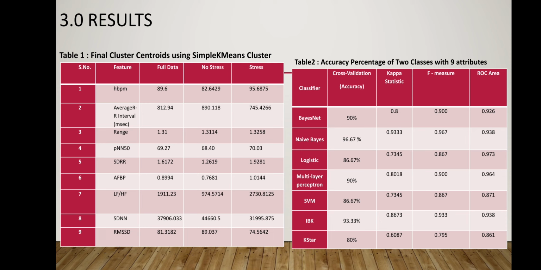And one more important observation about the heartbeats per minute feature is that though the centroid value of the no stress scenario is around 82, there are instances when the value reaches 100 but is still in no stress condition, and the same observation holds true for the heartbeats per minute value of the stress state.